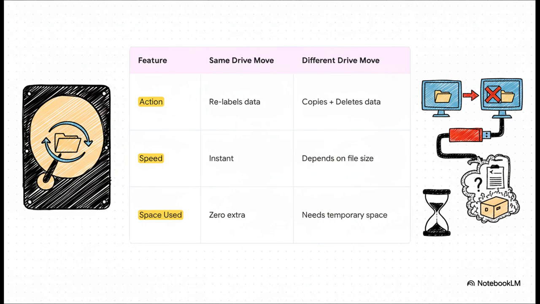And this is where the difference becomes crystal clear. Moving on the same drive, that's just a relabel operation. It's instant and it uses zero extra disk space. But the moment you try to move a file to a different drive, say from your main hard drive to a USB stick, everything changes. The computer can't just relabel it anymore. It has to do a full-on copy of all the data, paste it to the new drive, and then delete the original. And that is why it takes time, depending on how big the file is.